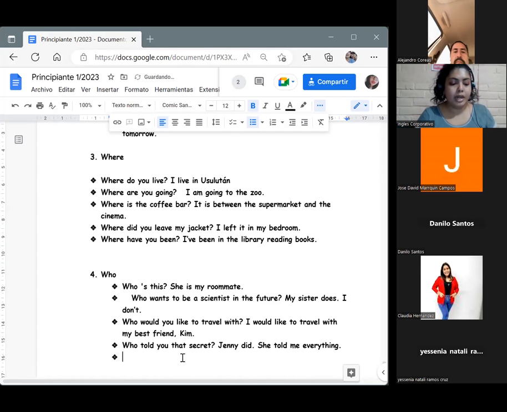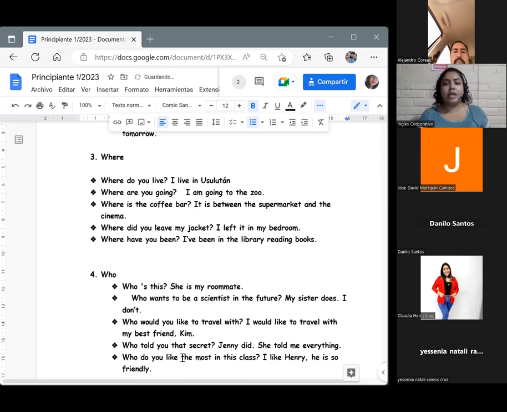Next one, who do you like the most in the class? ¿Quién te gusta más en esta clase? And we can answer, I like Henry. He is so friendly. Me gusta Henry.